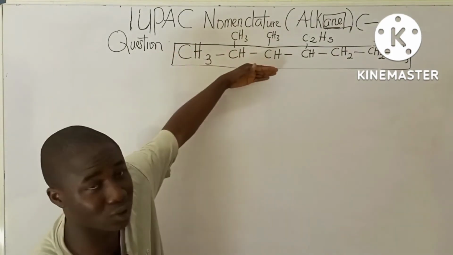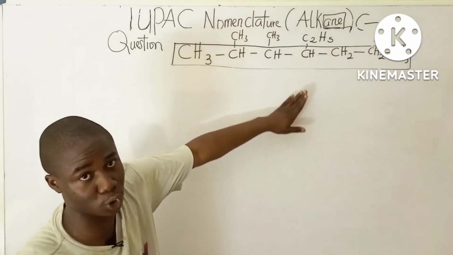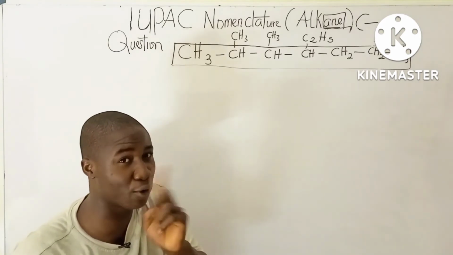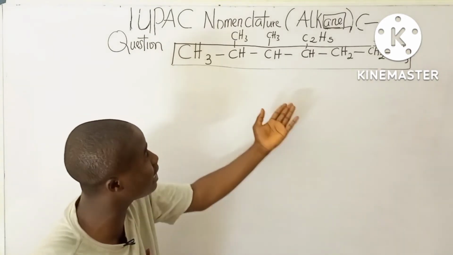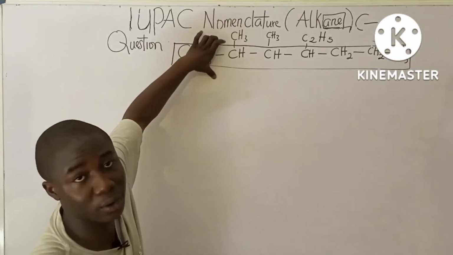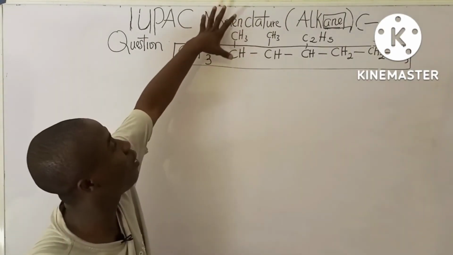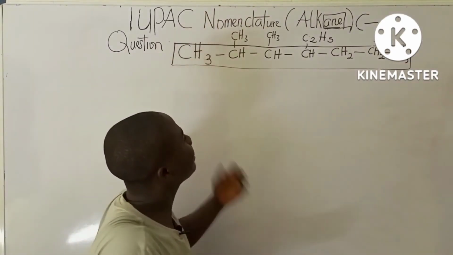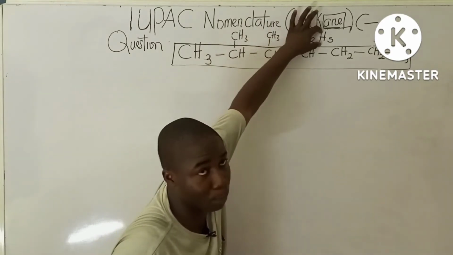But since it is horizontal, let's just work with the horizontal fashion. But it is not always in the horizontal fashion. There are other questions whereby you see that the longest continuous chain will not be in the horizontal fashion, but in another pattern. So let's say we are to count from this group.